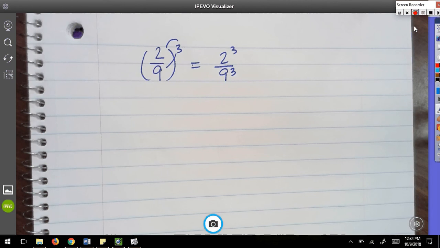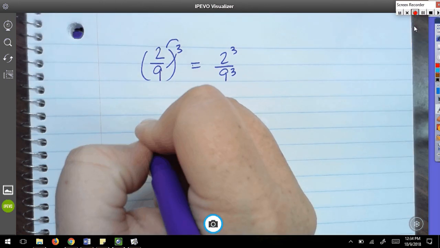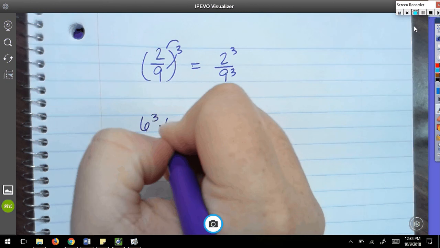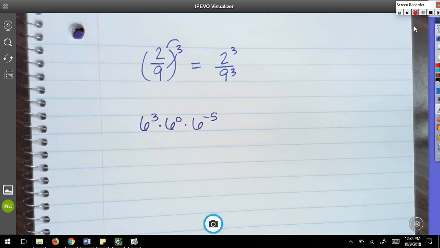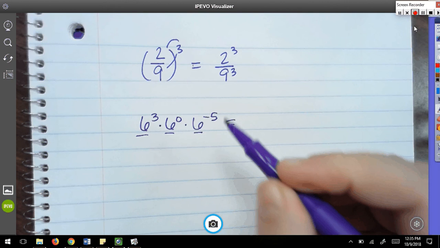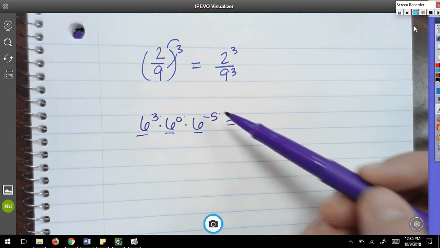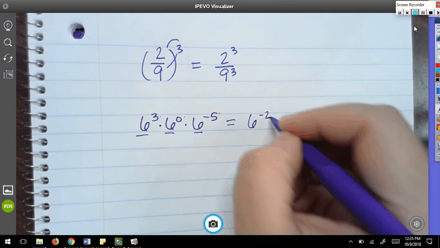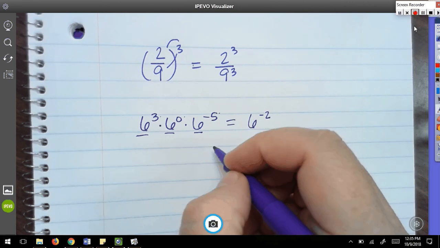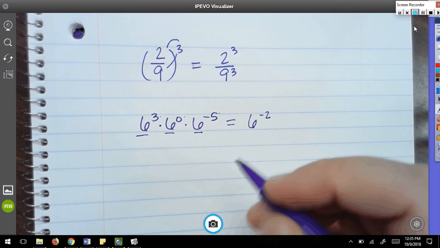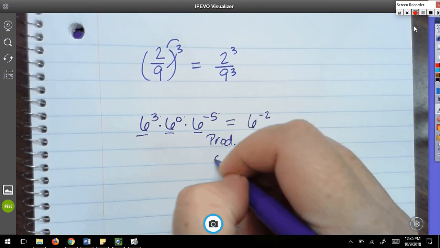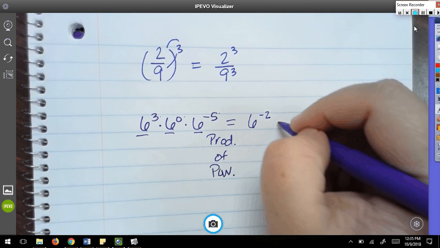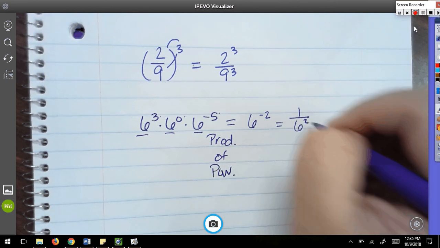Let's see, if I had 6 to the 3rd times 6 to the 0 times 6 to the negative 5. Again, all the bases are exactly the same, so all I want to do is come in and add those exponents together. So 3 plus 0 plus negative 5 would be negative 2, and so that is my product of powers property. And then because that exponent's negative, I can move it down to the bottom, and that's negative exponent.